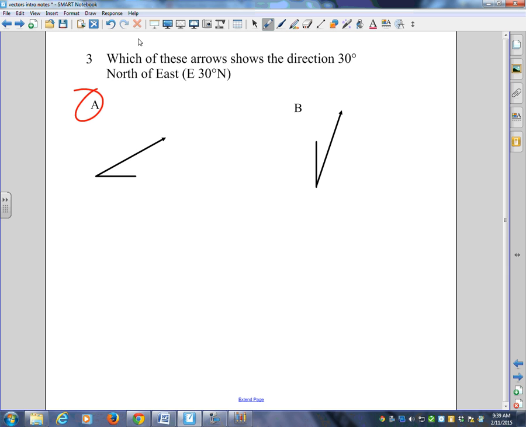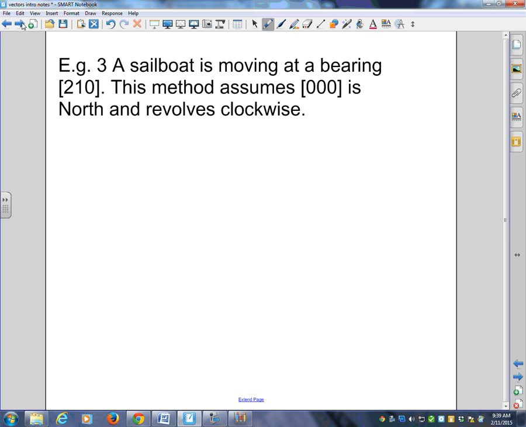30 degrees north of east. This is east. We are going north. 30 degrees towards north, or east 30 north. You always have to have one of the four, north, east, south, or west, as that first thing, right? Whenever you draw these, there's always going to be one line that's either straight across or straight up and down, right? I'll give you a chance.